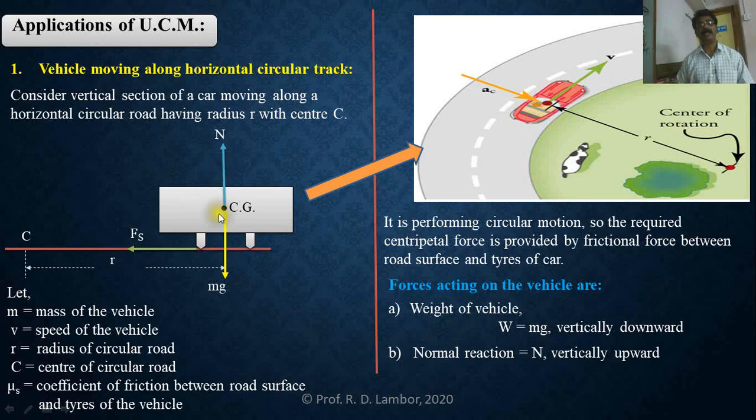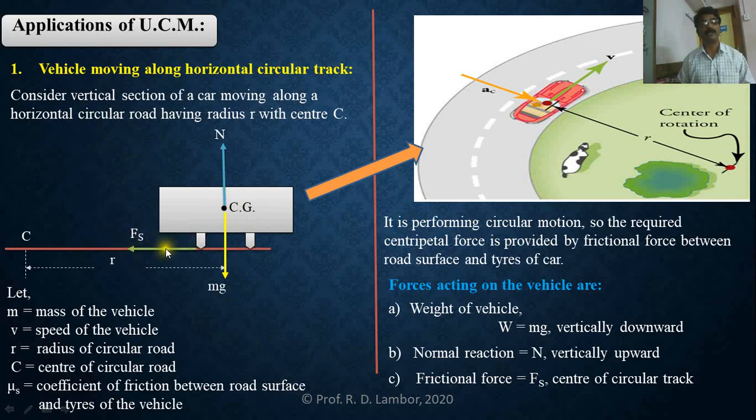That force arises due to friction between the road surface and tires of the vehicle. This force is Fs, and this is your third force acting on the vehicle. Frictional force Fs. What is the direction? It is directed towards the center of that circular track.